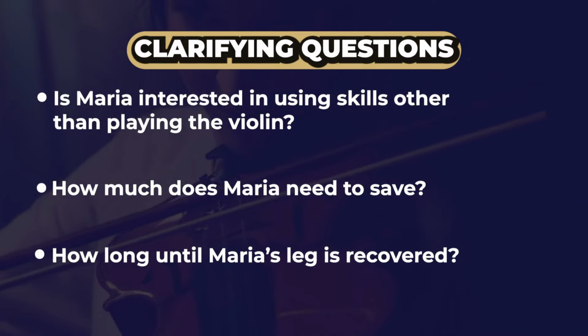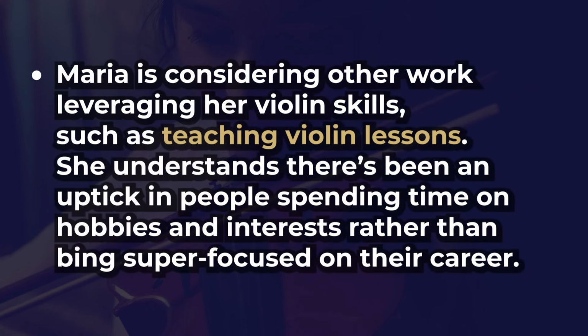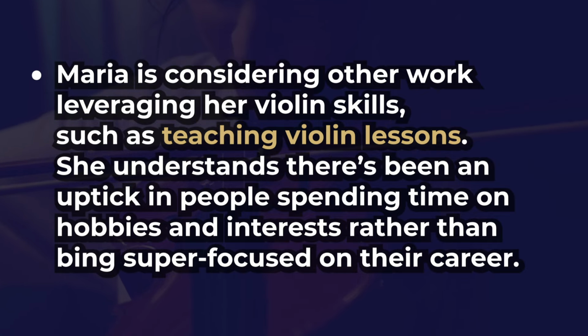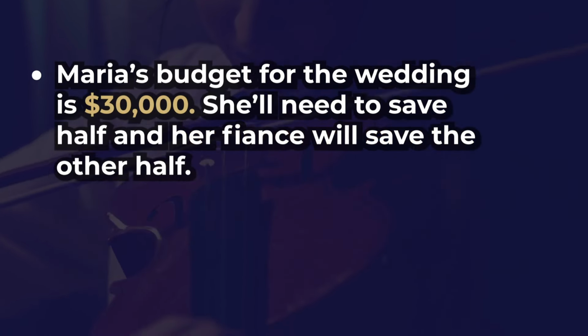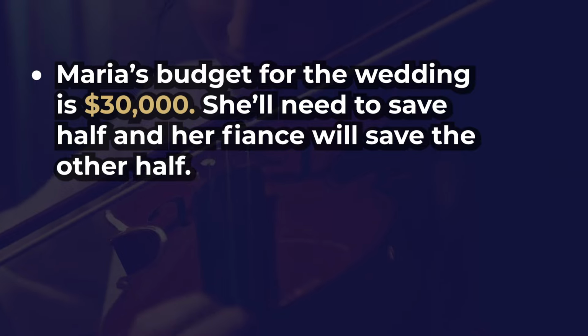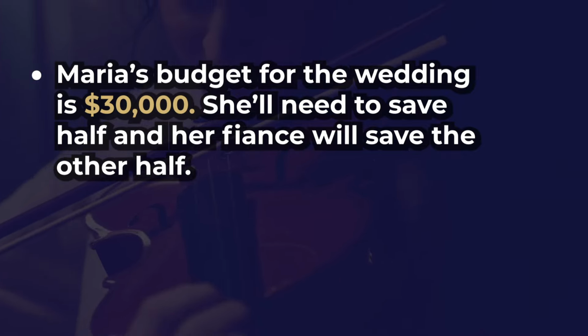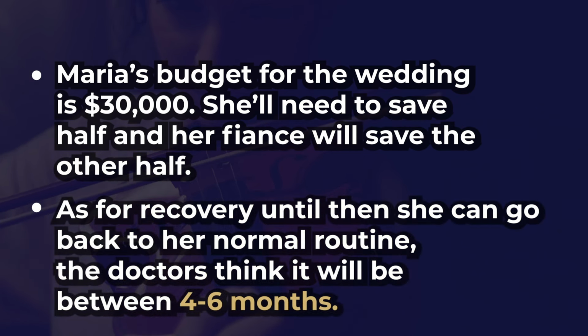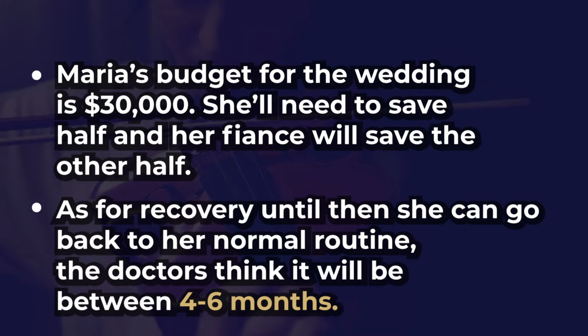While Maria is open to other work, Maria is in particular wanting to leverage her violin skills, such as teaching violin lessons, because she understands there's been an uptick in people wanting to spend time on hobbies and interests. Maria's target savings for the wedding is $30,000. She only needs to save up half because her fiance will be saving the other half. As for the recovery period, until she's back to normal and able to leave the apartment regularly again, the doctor estimates that this will be about 4 to 6 months.